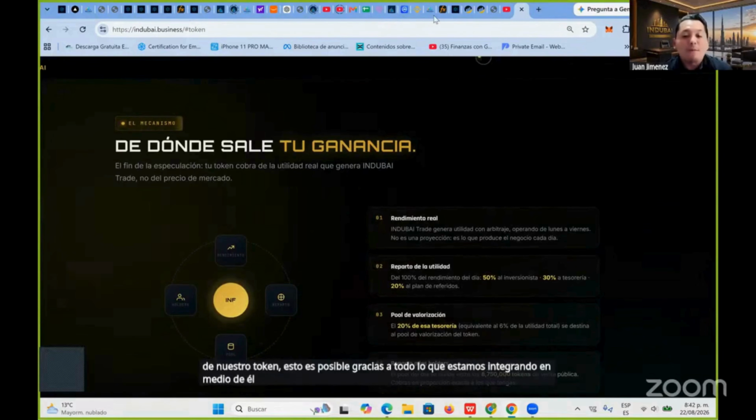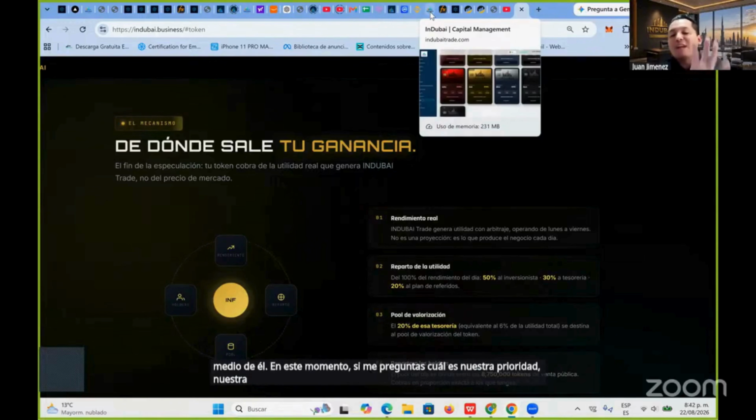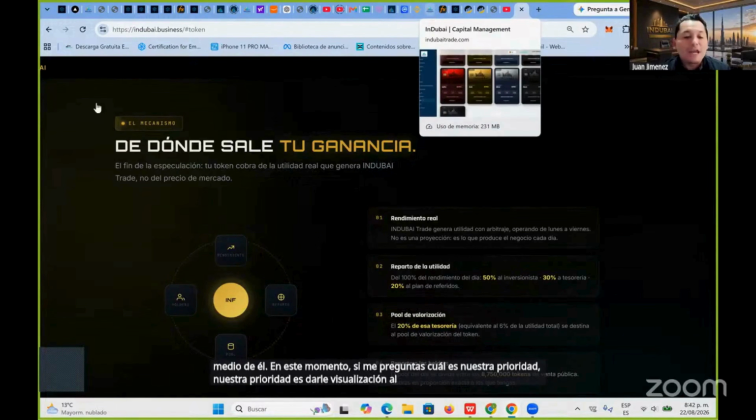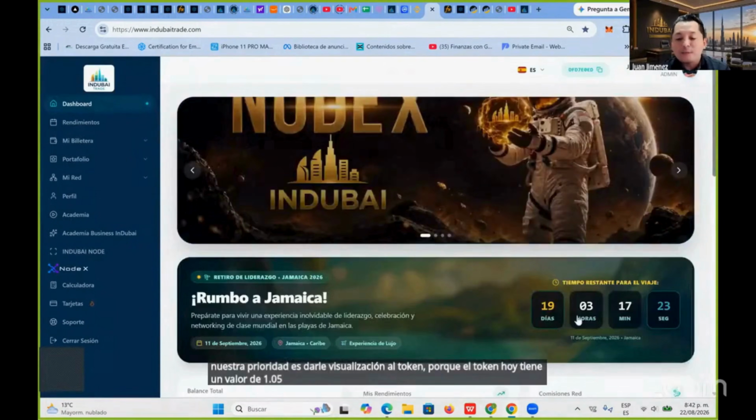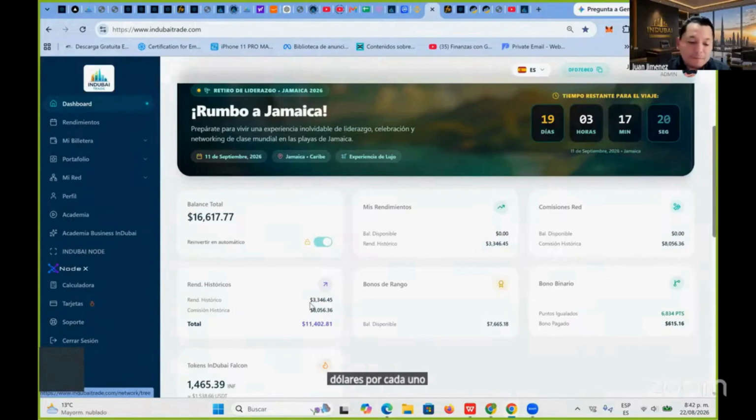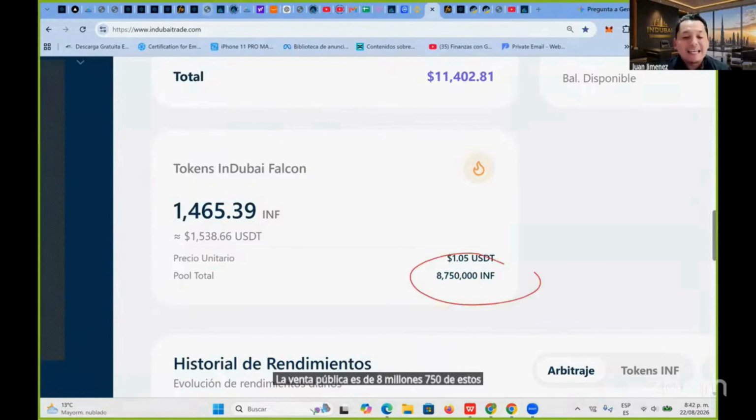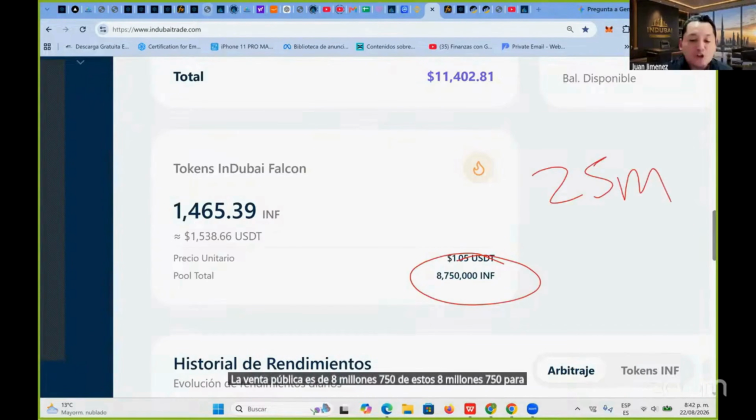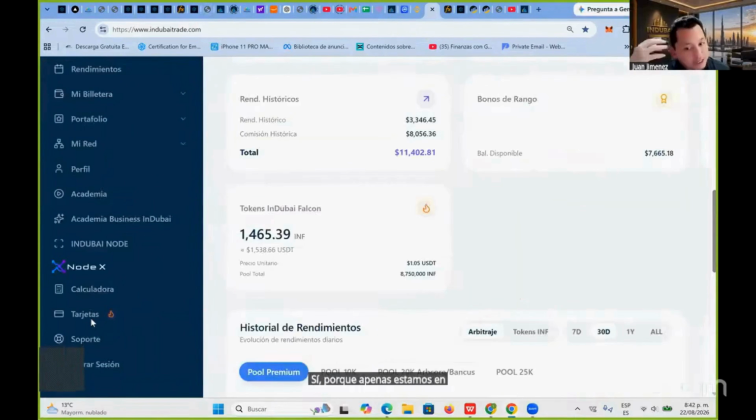At this moment, if you ask me, what is our priority? Our priority is to give visibility to the token because the token today has a value of $1.05 for each one of them, right? The public sale is 8,750,000. Of these 8,750,000 for a total of 25 million. Currently, I think about 25,000 have been sold. It hasn't gone beyond that, right? Because we are just in the pre-launch phase and it is very good.